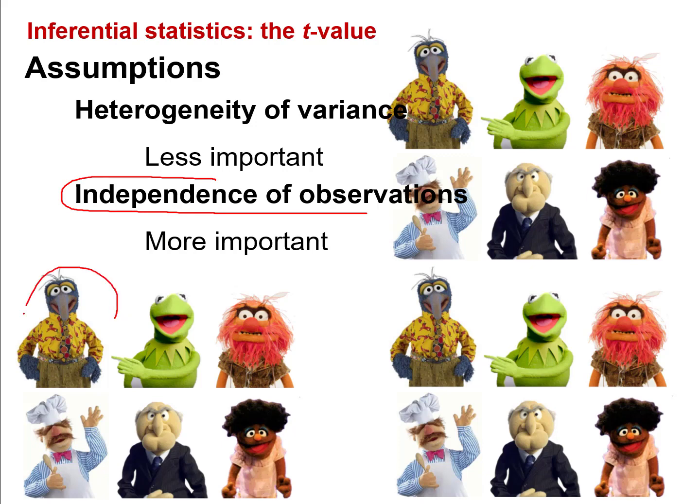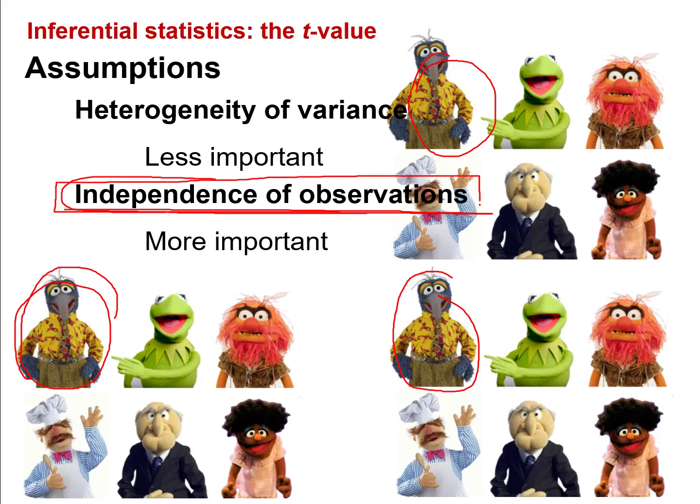For example, if I assess Gonzo here the first time, and then I assess him again a second time, and then I assess him again a third time, these are not independent observations. It's the same Muppet observed multiple times. These scores are redundant with each other. So the problem here is that I'm violating that assumption of independence of observations. So that's a very important assumption, and we want to always be very careful that we never violate that assumption, because if we violate this assumption, then it will make a big difference in our results.